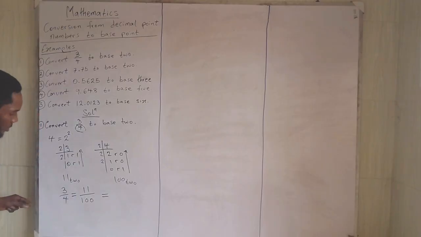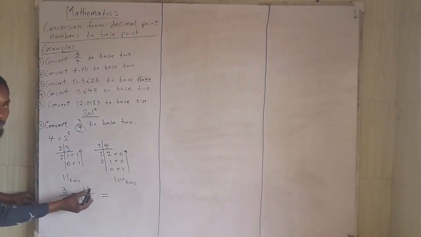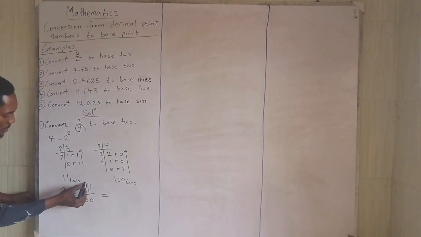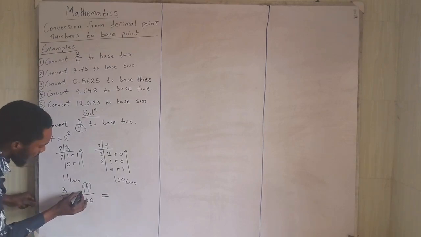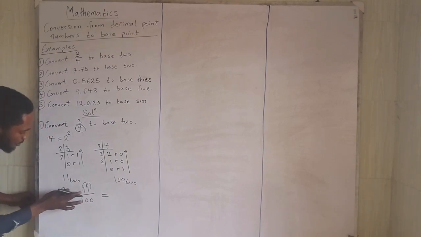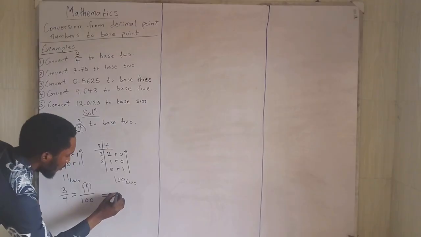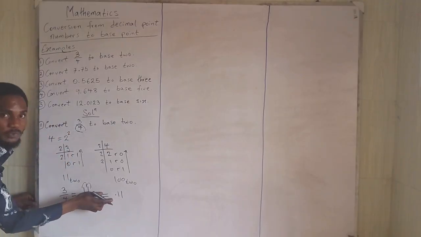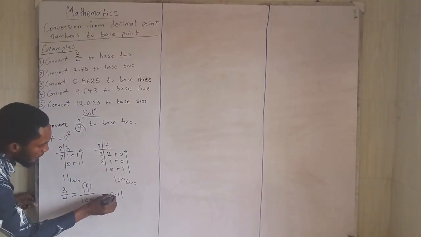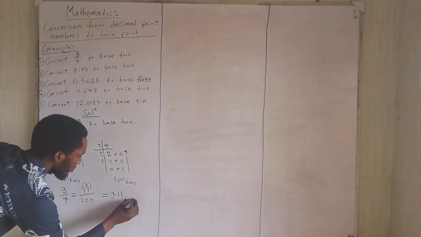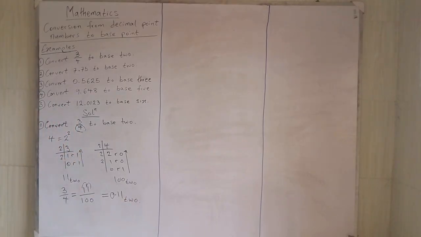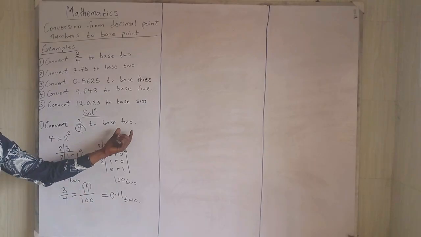And this is equal to, how many zeros do we have at the denominator? That is 2. Start from the right, 1, 2. We are going to have a point here. That means 0.11, and the integer part will be 0. That means 3 over 4 is equal to 0.11 base 2. This is the first method. What if the denominator cannot be written as a power of the base?